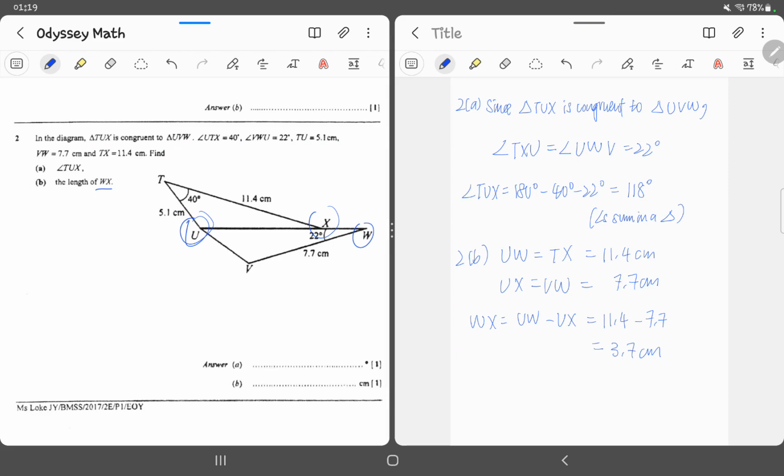So what you need to do is to know for a fact that the ordering of the alphabets here tells you a lot of information. So if I want the length TU, then it will be equal to the length UV. If I want to know the length XT, it will be equal to the length WU. See how I have ordered the alphabets according to the two triangles. If I want to know the angle UXT, then I know that the angle UXT will be equal to VWU. Okay? So that's really the skill that you need to be able to learn to do this type of question on congruency.